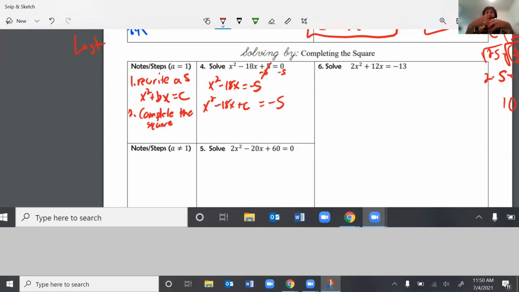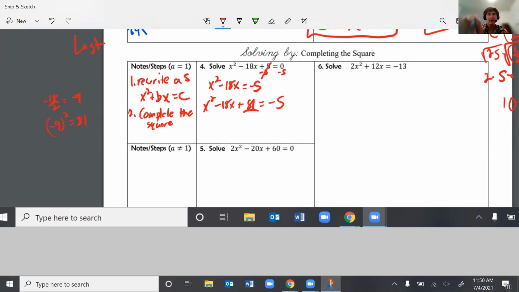So let's see what happens if we follow that step before. We don't know what this is yet. But let's take what we did in those last examples. Let's take half of the b term and square it. So negative 18 divided by 2 is negative 9. And now let's do negative 9 squared. 81. Wow. So we add 81.